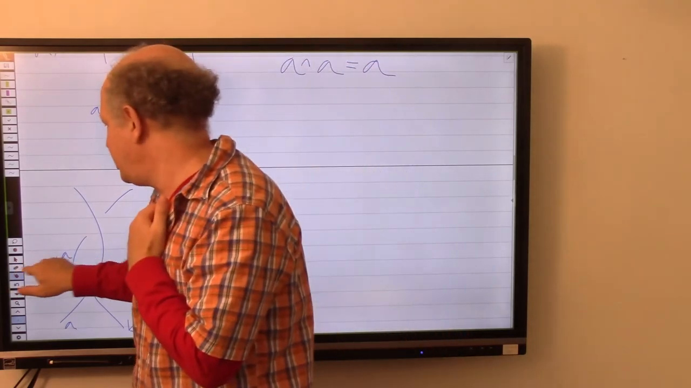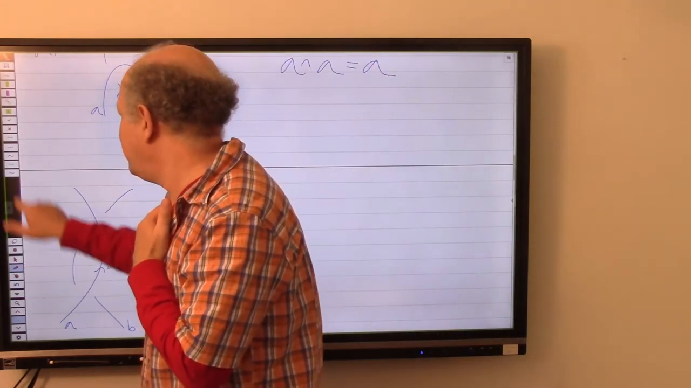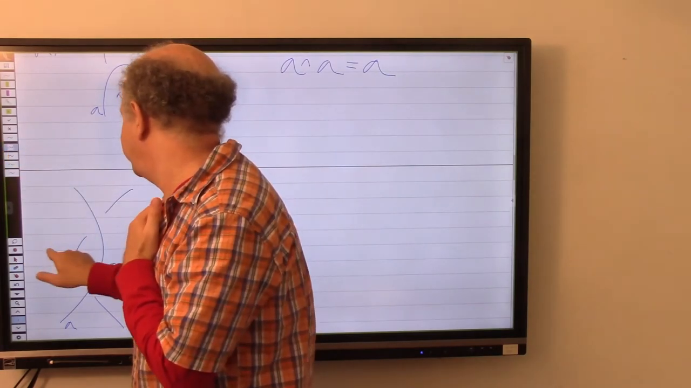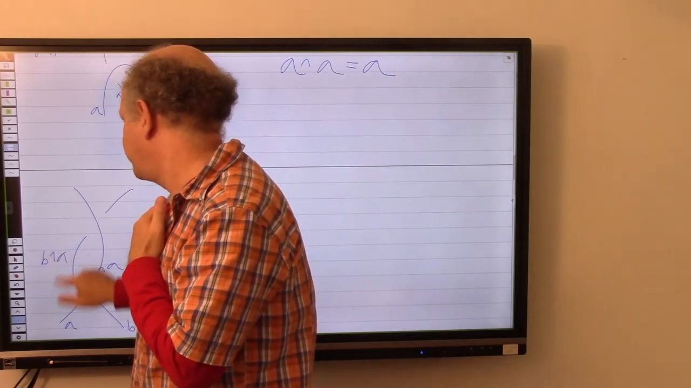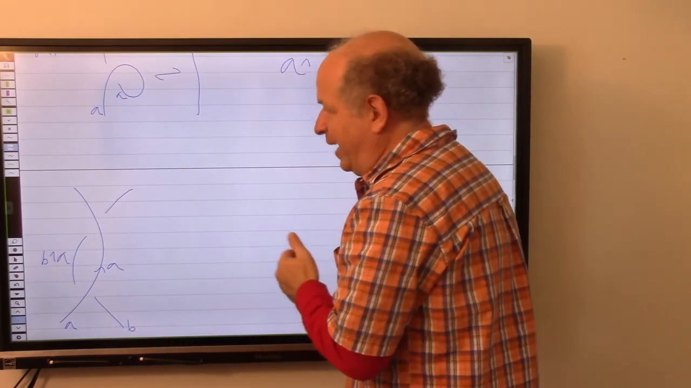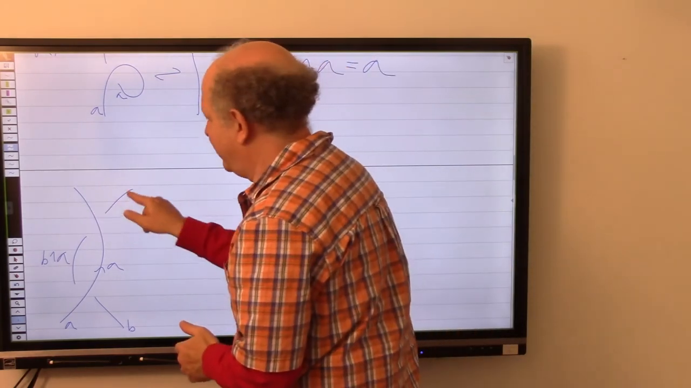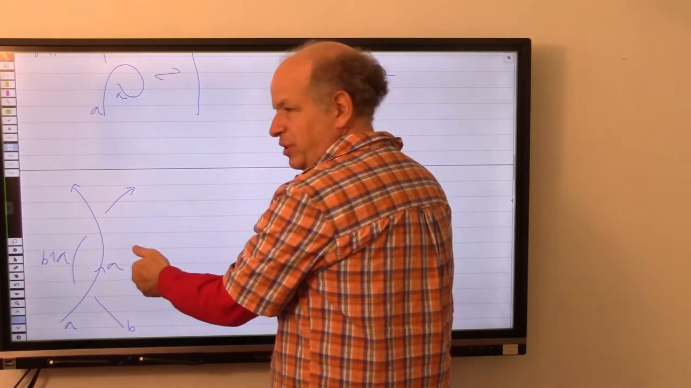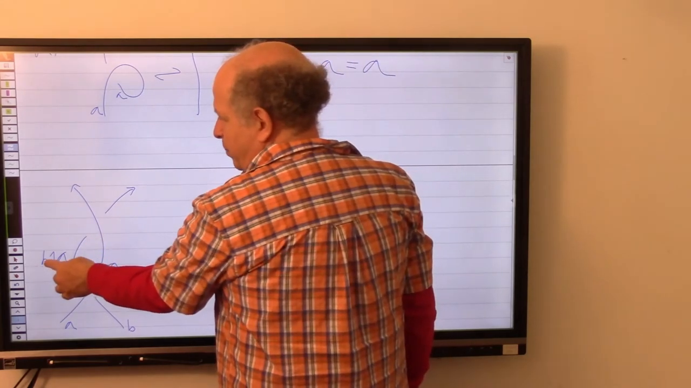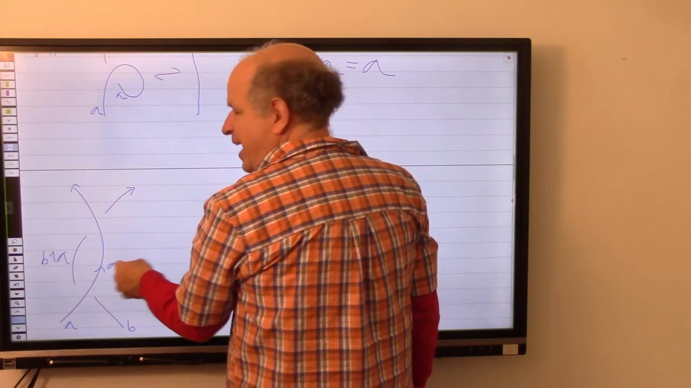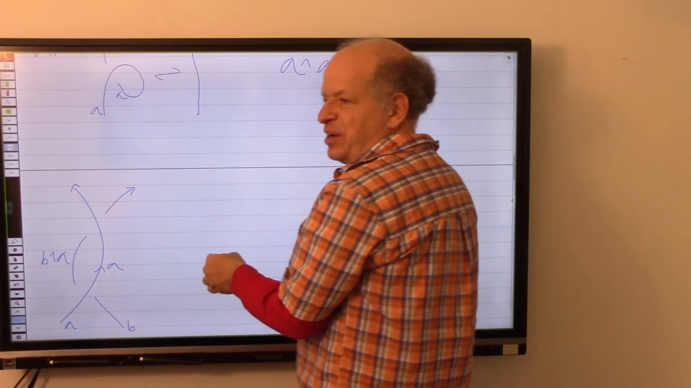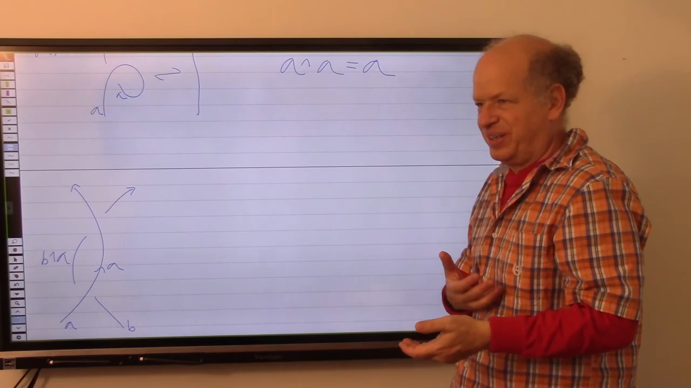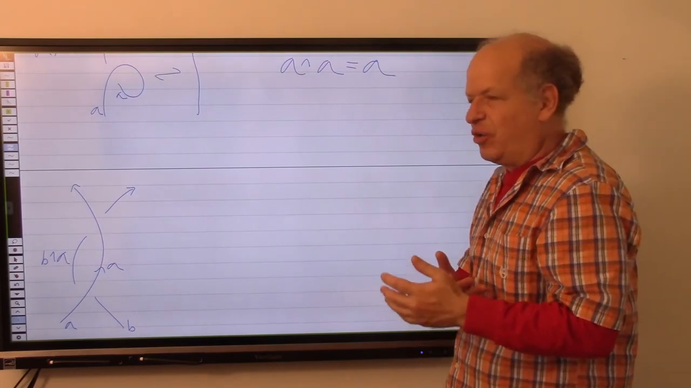Sorry, and this is not B conjugated by A, it's B up A. Okay, the next crossing is a negative crossing. So if that was a group, I would have to conjugate B up A by A inverse. But I'm trying to work without it being a group. Okay?